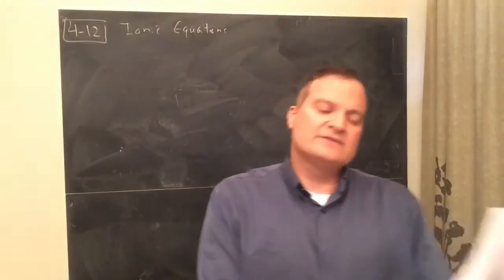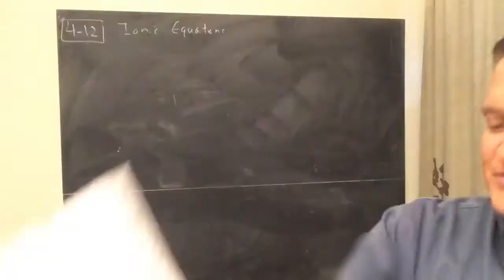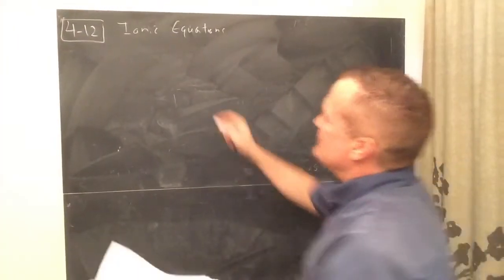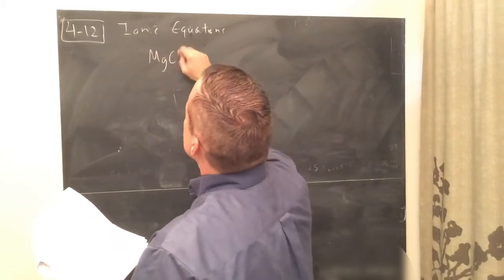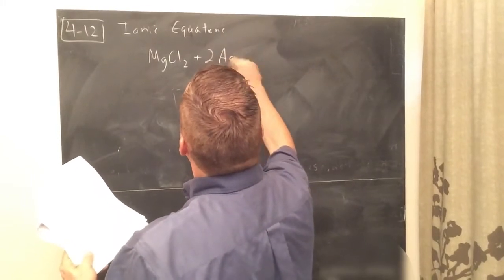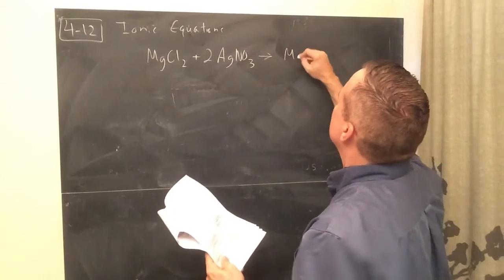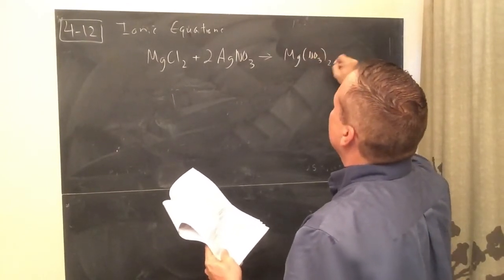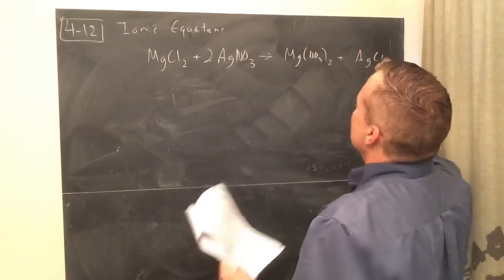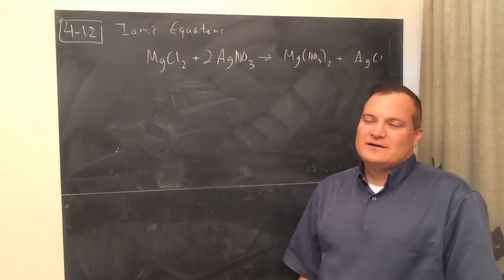Okay, what in the world do we mean by ionic equations and precipitation reactions? Oh boy. Okay, well, here's a picture I was going to show you in 412. You see that first one? It shows a chemical reaction. Magnesium chloride reacting with silver nitrate to give you magnesium nitrate and silver chloride.